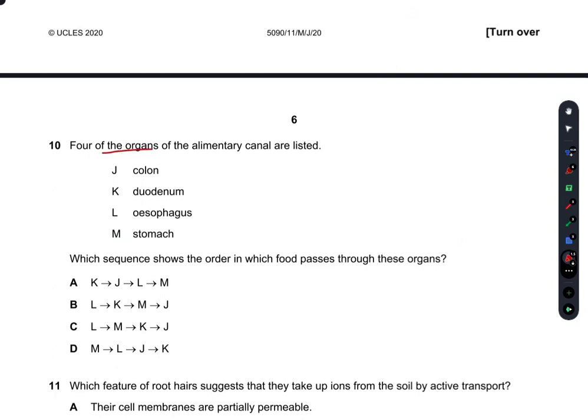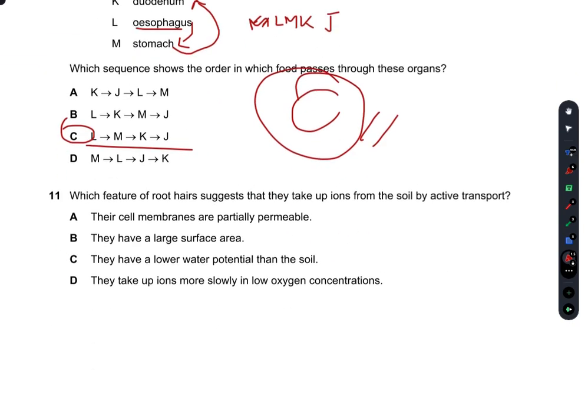Four of the organs of the alimentary canal are listed: colon, duodenum, esophagus, and stomach. Which sequence shows the order in which the food passes through these organs? So from the esophagus, it goes to the stomach, from the stomach to the duodenum, and then to the colon. So it is L, M, K, and J. L, M, K, and J. So C is the right answer.